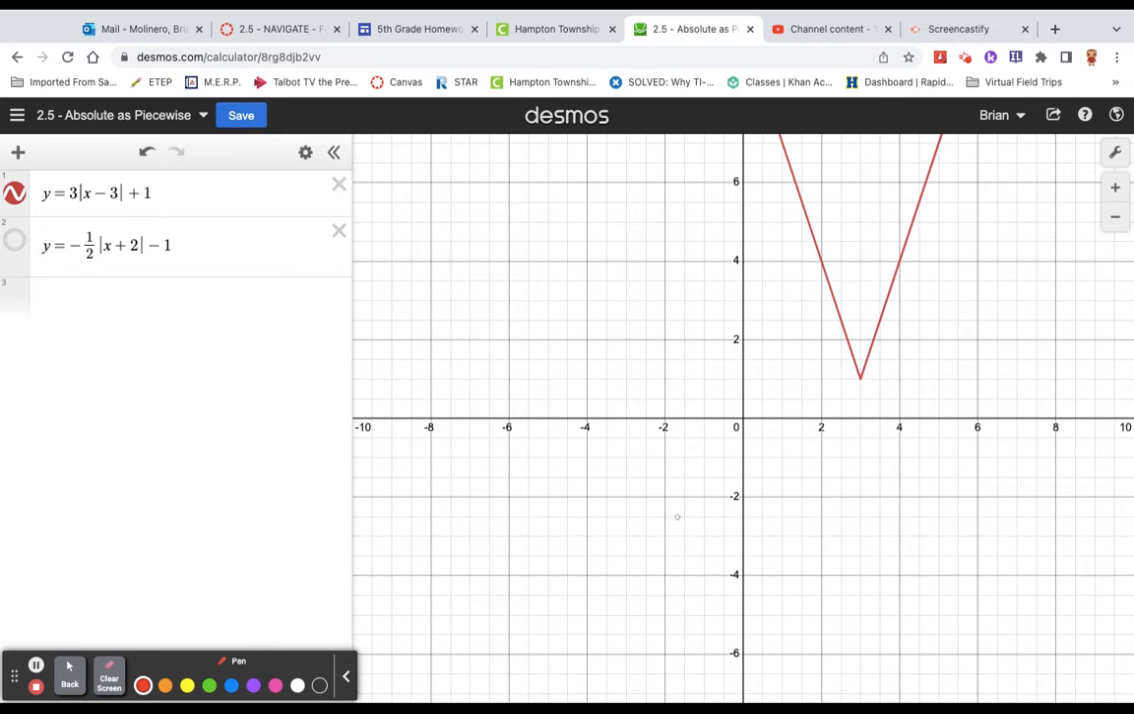Even after the absolute value function has been transformed in some way, maybe translated left or right or up or down, maybe narrower or wider, maybe facing in the other direction, we can still write the piecewise version of these graphs using the same techniques that we saw in the introductory video.